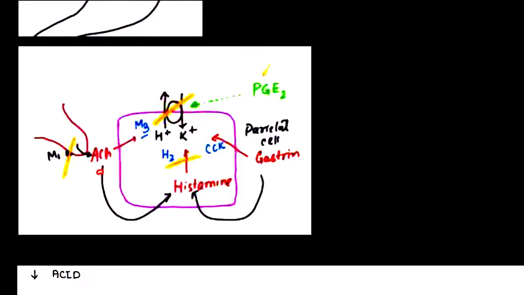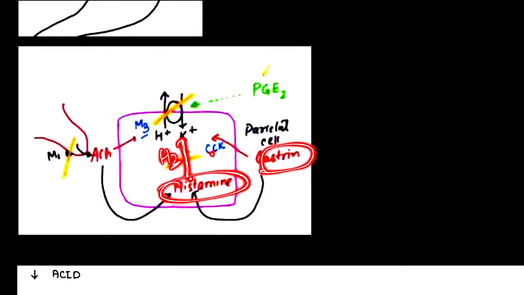Now this acetylcholine, which facilitates the activation of this proton pump, is produced from the postganglionic neuron, where there is the M1 receptor. So this acetylcholine is activating this proton pump through the M1 receptor. Similarly, histamine is stimulating this proton pump with the help of the H2 receptor.